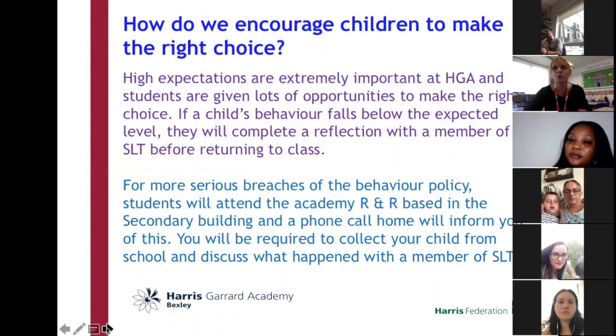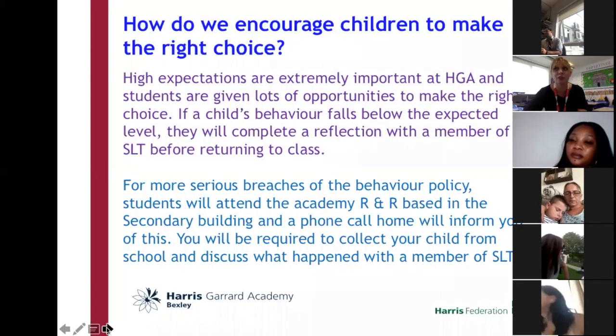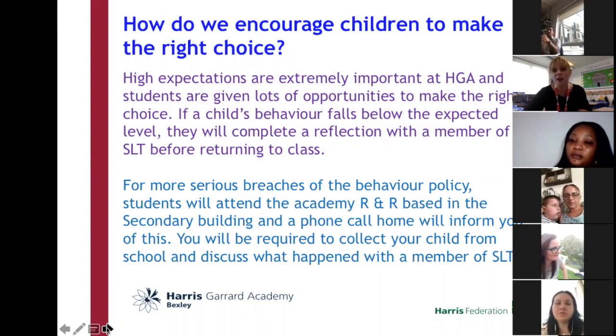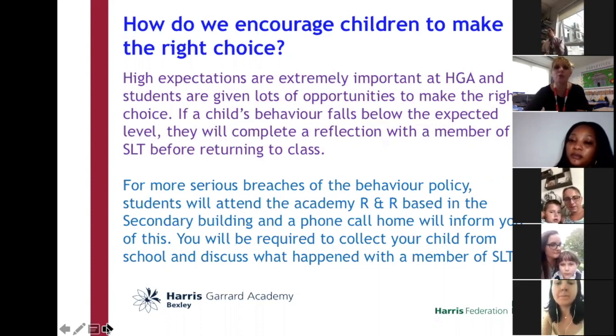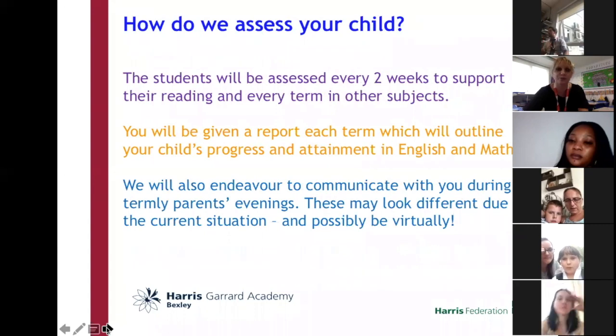If, however, it was a more serious breach of the behaviour policy, students would need to attend the Academy R&R, which is based in our secondary building, and a phone call from home will be given to inform you of this. You'll be required to collect your child from school and discuss what happened with a member of SLT. Now, that's actually quite rare, especially for Year 3 children. And as I've said, with the behaviour that I've seen, I would not expect that to be happening, but we do obviously need to let you know what would happen should incidents occur.